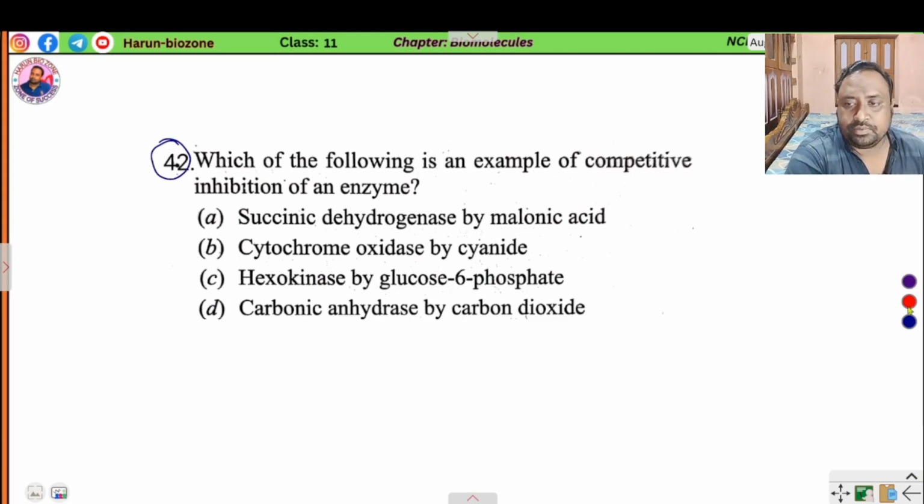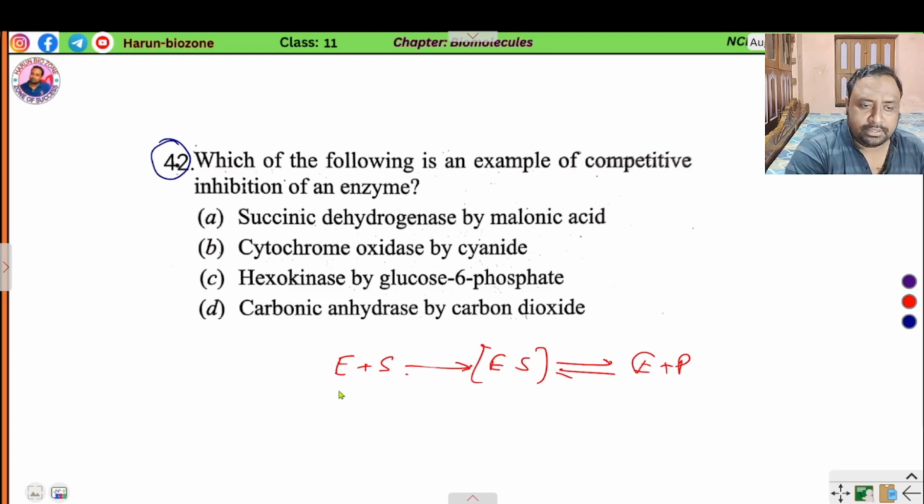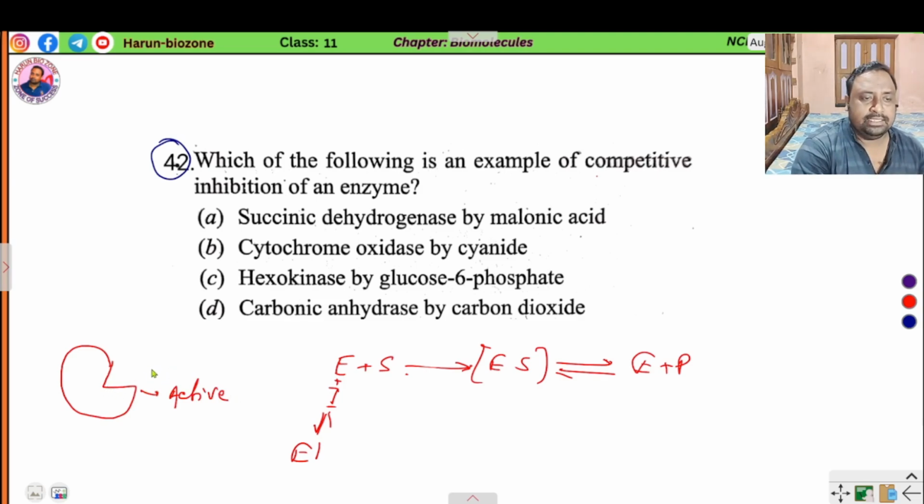42 number question. Which of the following is an example of competitive inhibitor? Competitive means when enzyme plus substrate gives enzyme substrate complex, then product is produced, enzyme plus product. Here the inhibitor combines with enzyme and produces enzyme inhibitor complex. Here this is the enzyme and this is the active site of the enzyme. The inhibitor and substrate both compete to join in the active site of the enzyme.